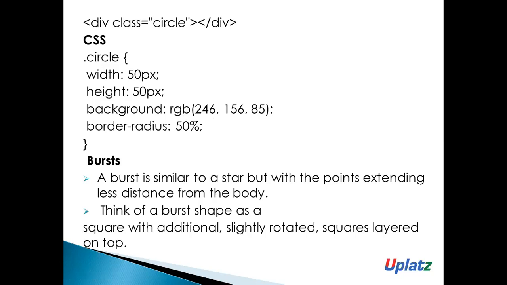So next would be burst. It is similar to a star, with points extending less distance from the body. So it's a burst shape made as a square with an additional square slightly rotated, and also it is layered on the top.